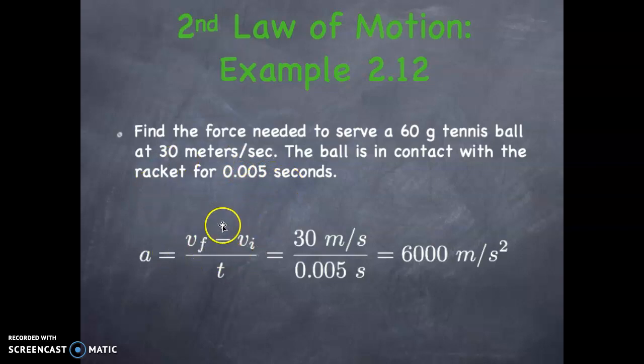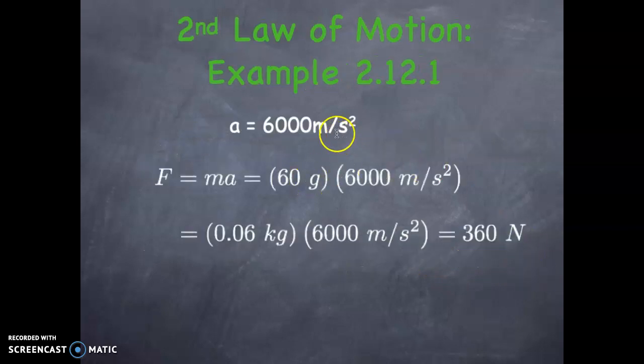So we can easily calculate the acceleration. It's Vf minus Vi over t, which is 30 meters per second divided by the time. So the acceleration is 6,000 meters per second squared. Now we're going to use that in the next slide. So we bring that over.